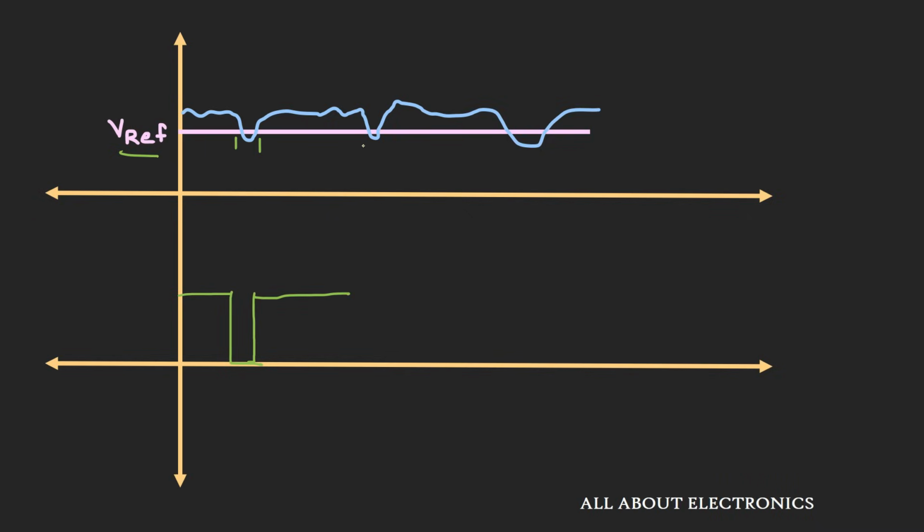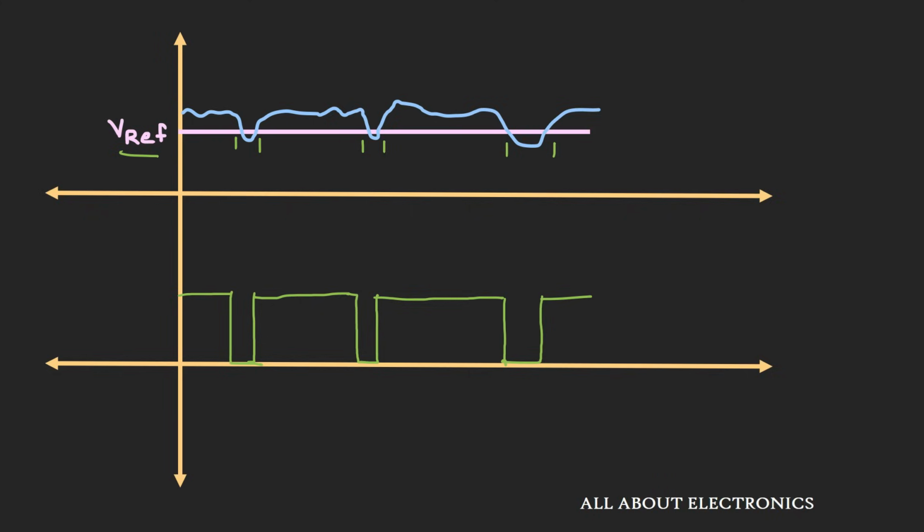Similarly, for this time window, if you see, your input signal again goes below this reference voltage. So again, for this particular time period, your output will be equal to low. And again over here, your input signal goes below this reference voltage, so again you will observe the low voltage for this particular time period. So because of this noise, as you can observe, your output signal gets affected. So we can say that this comparator is not immune to external noise.